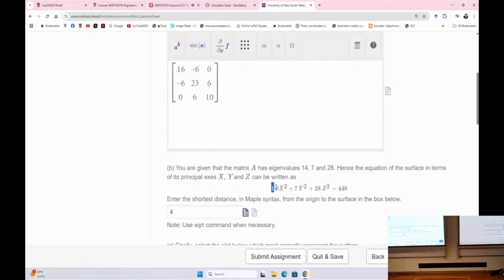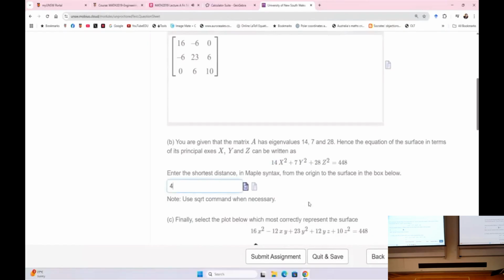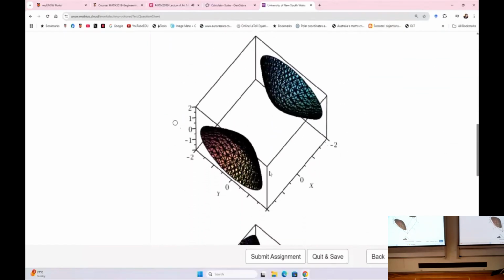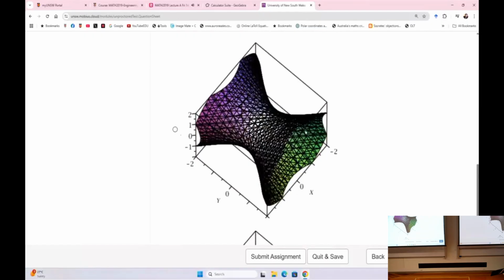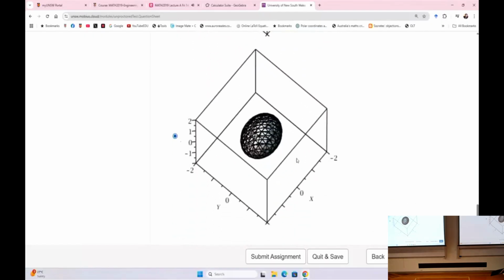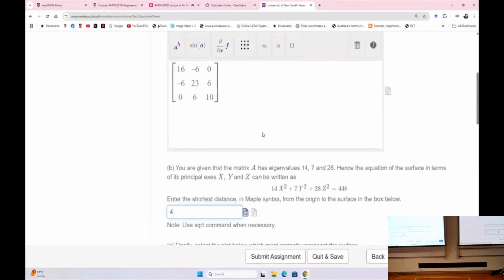So if I scroll down, I'll leave that for a minute. Does that graph look right? What kind of graph is that? Yeah, it's a two-sheet hyperboloid. It's a one-sheet hyperboloid. The third surface was just right. Right? That's the ellipsoid.